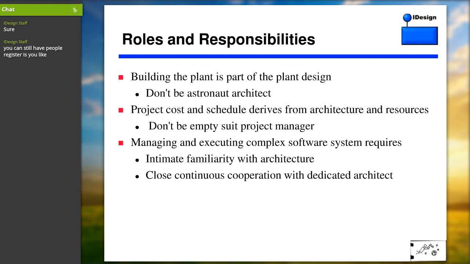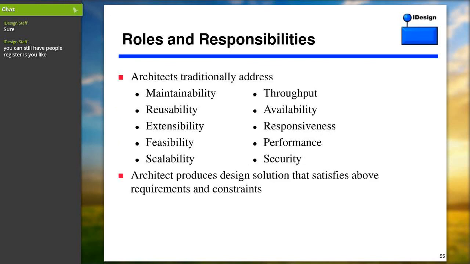To manage to execute complex software projects requires being intimately familiar with the architecture and continuously closing the loop here and cooperating with the architect. And that is actually a non-traditional approach.